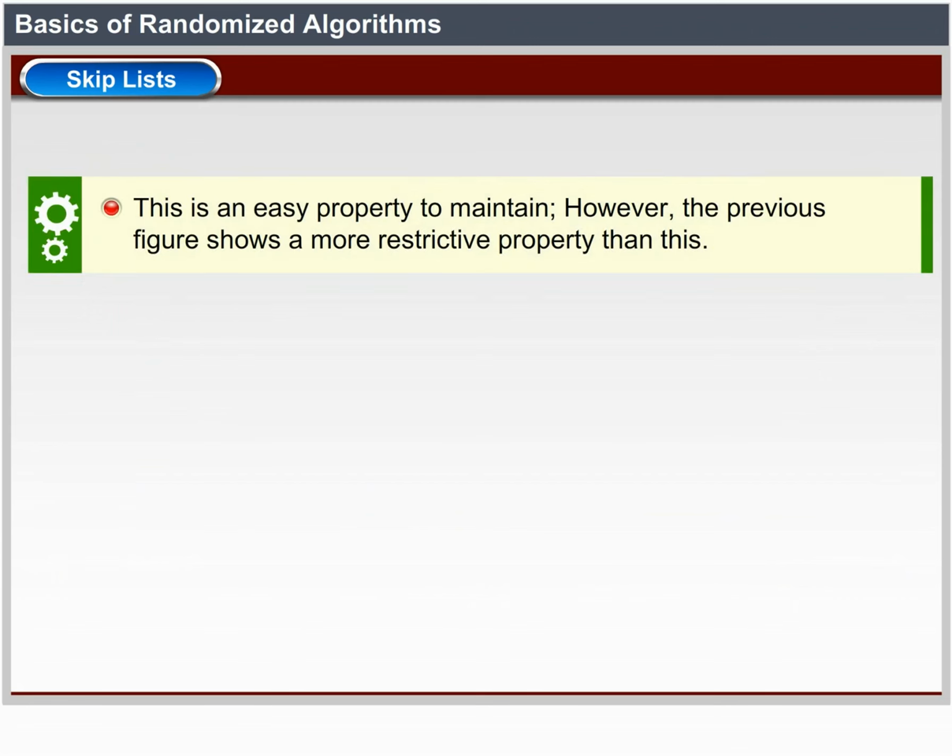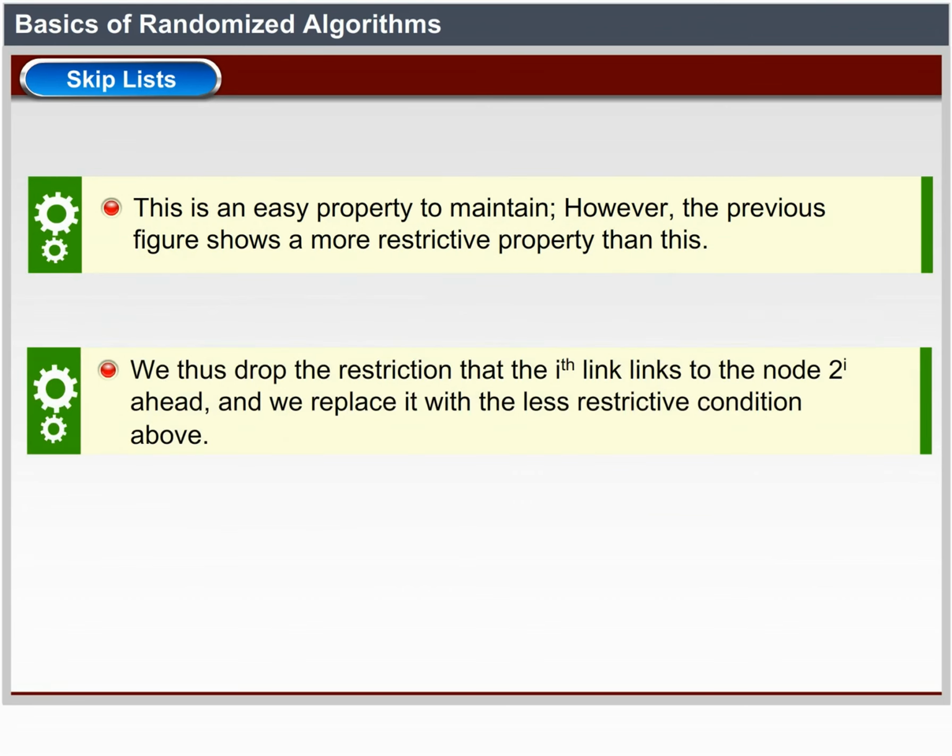However, the previous figure shows a more restrictive property than this. We thus drop the restriction that the ith link links to the node 2 to the power i ahead, and we replace it with the less restrictive condition above.